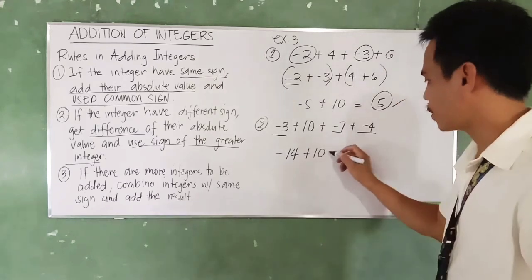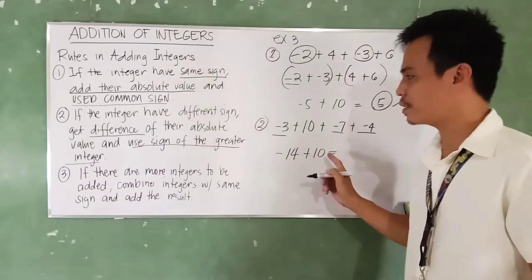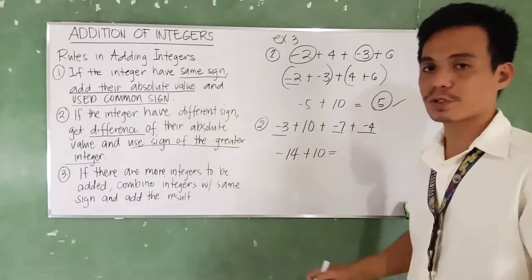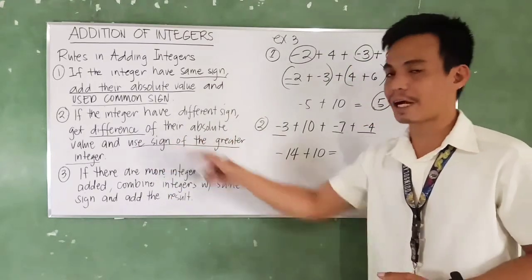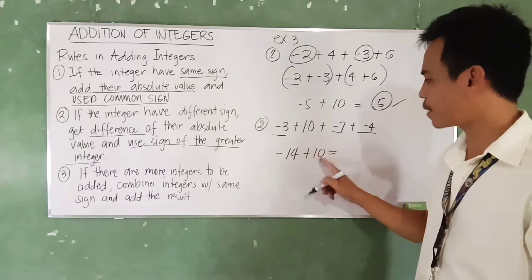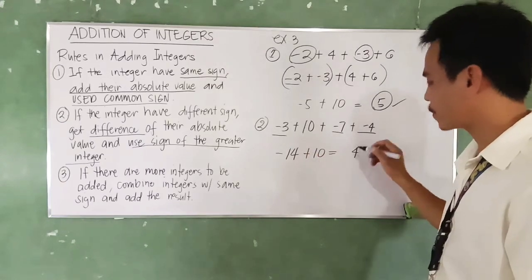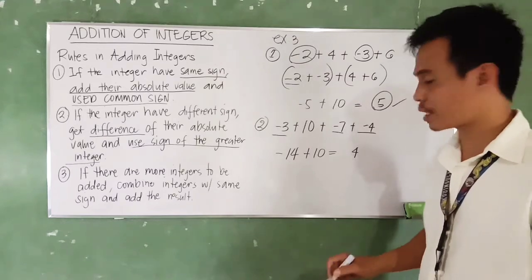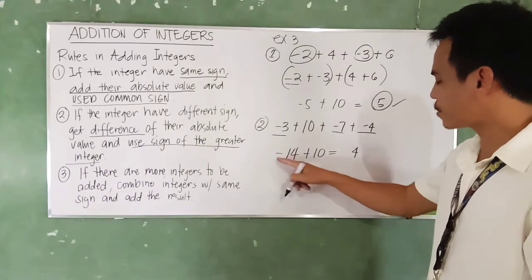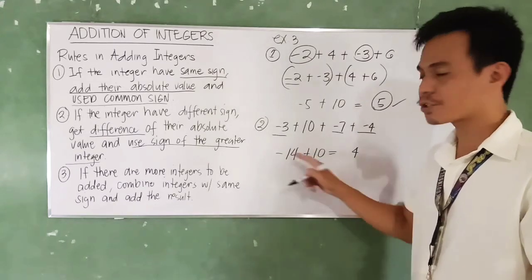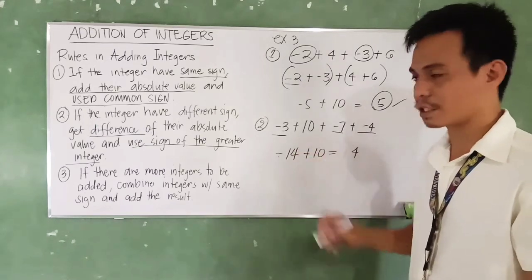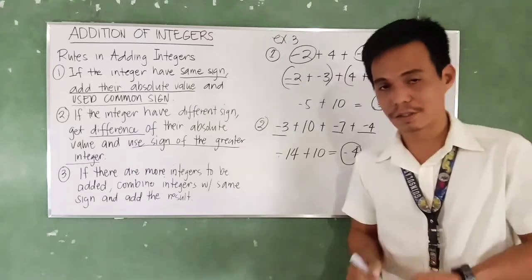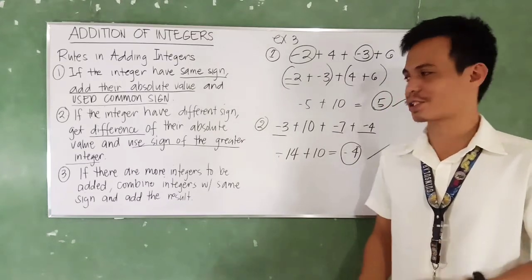Okay? Okay. Since we have to add integers with different sign, we have to subtract their absolute value. So, therefore, 14 minus 10 is 4. And use the sign of the integer with the greater number. So, therefore, anong sign ng malaking number natin is negative. So, therefore, our answer is negative 4. Okay, so ganoon lang po siya kadali, guys.